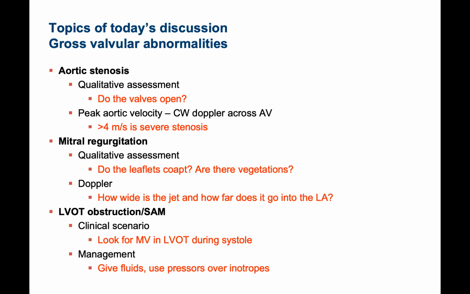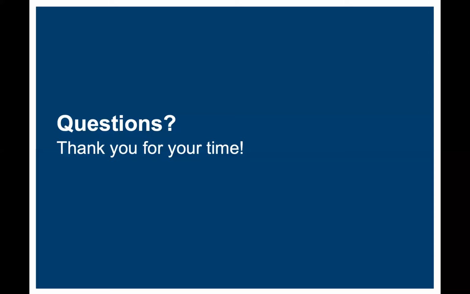For mitral regurgitation, a qualitative assessment is, do the leaflets coapt? Are there vegetations? For Doppler, you're going to put Doppler across the mitral valve into the left atrium, and you're looking at how wide is the jet and how far does it go into the left atrium. And then for LVOT obstructions, or SAM, again, in our clinical assessment, we want to look for the anterior leaflet of the mitral valve in the LVOT, the left ventricular outflow tract, during systole. And remember, your management is going to be to give fluids and use pressors over inotropes.